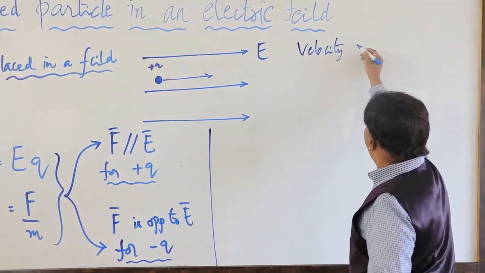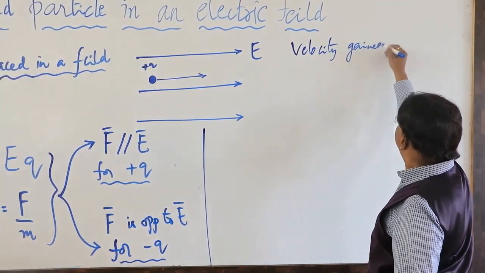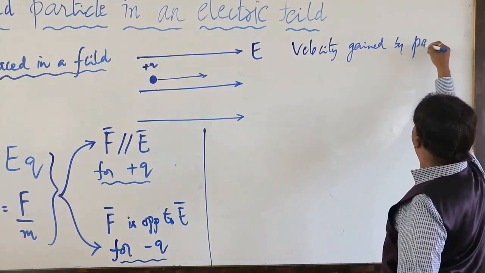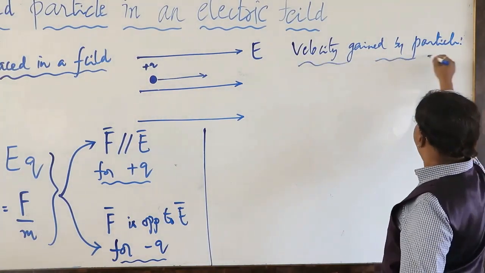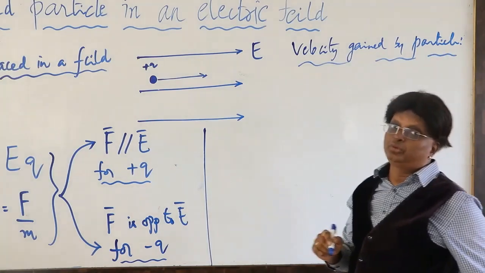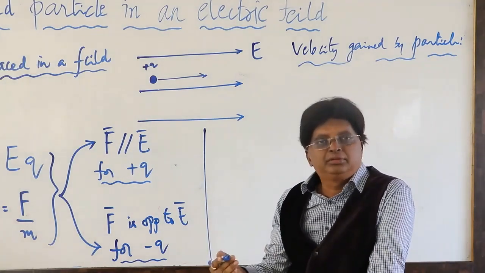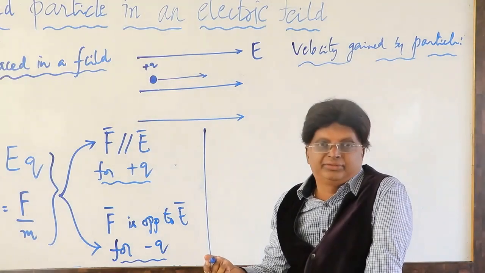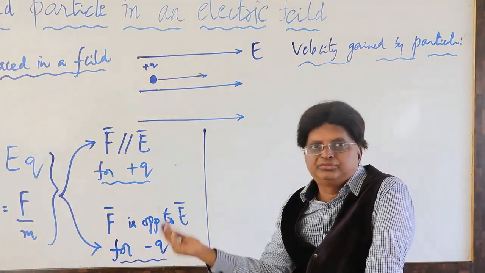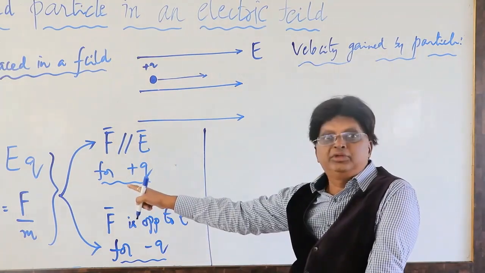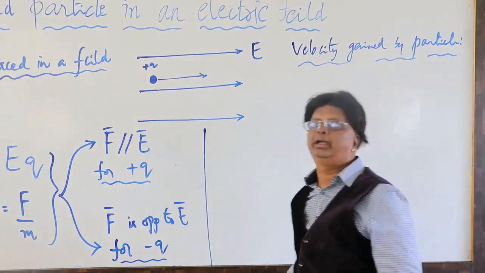Velocity acquired, velocity gained by the particle is my question. Now for that, whenever you are writing velocity, we have two relations: the velocity-time relation and the velocity-displacement relation. The velocity-time relation means v is equal to u plus at, with u equal to 0. And a is equal to F by m, which is nothing but Eq by m, is it not?